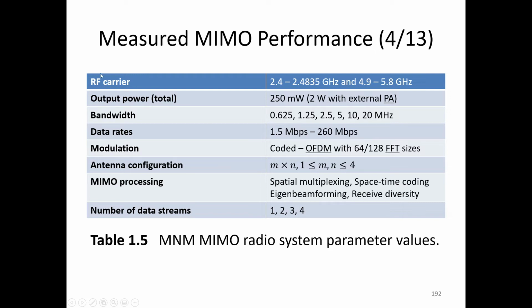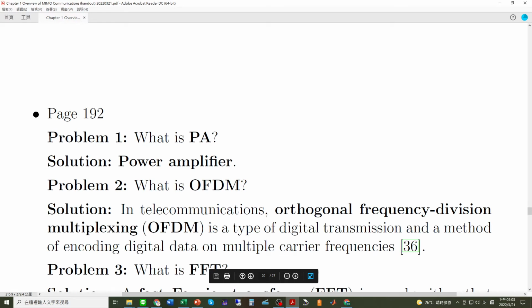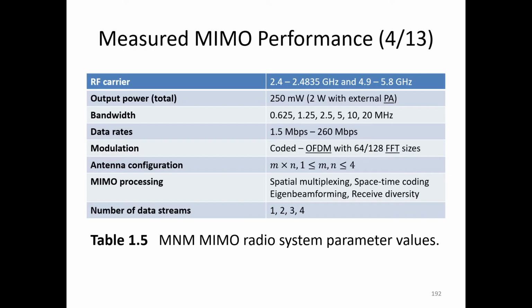Okay, first, the RF carrier is 1.4 to 1.4835 GHz and 4.9 to 5.8 GHz. And the output power total is 250 milliwatts, 2 watt with external PA. What is PA? Okay, please see the handout. Okay, page 192, problem 1. What is PA? Solution: power amplifier, 功率放大器. Okay.